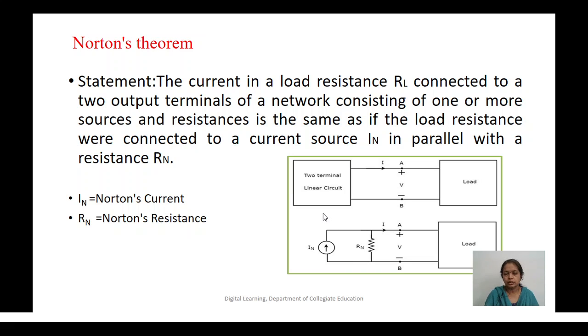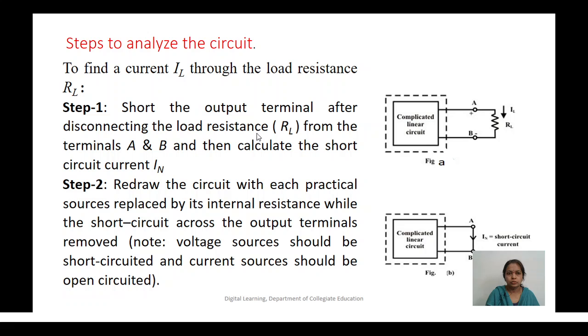So just like Thevenin circuit, where we simplify the circuit by using Thevenin's voltage and Thevenin's resistance, using Norton's theorem we are simplifying the complex network by having a current source and a resistance in parallel with the current source. We'll see how we can Nortonize a circuit.